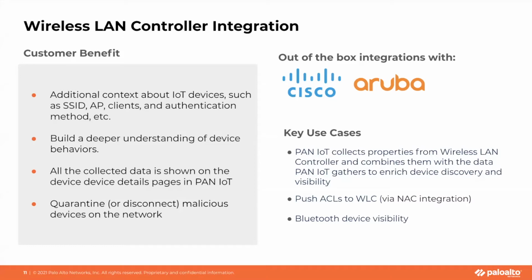Many IoT devices connect through wireless LAN controller, and this wireless LAN controller integration can provide additional context about these IoT devices, such as SSID, AP IP, AP name, authentication method, etc. All the collected data from this integration is listed on the device inventory page and device detail page in Palo Alto IoT.